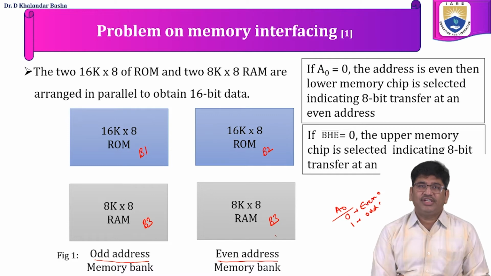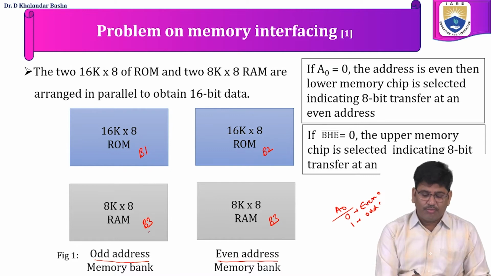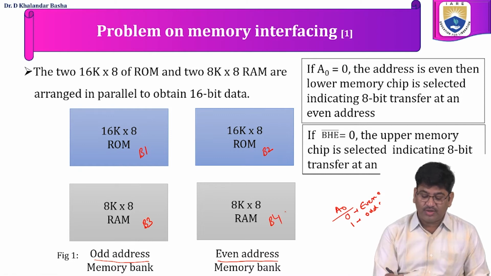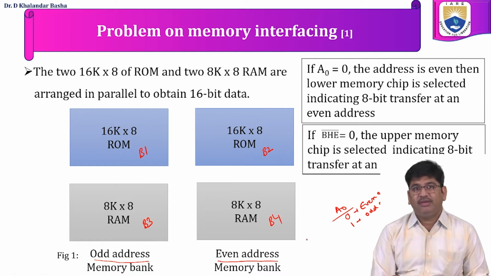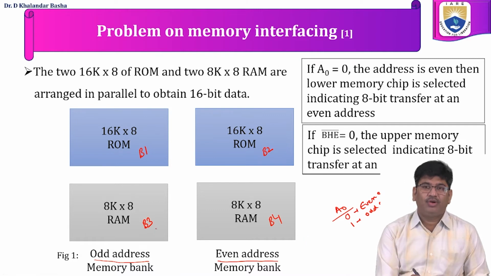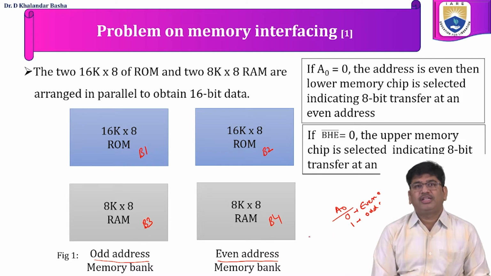If it is a 16-bit data transfer corresponding to RAM memory, then blocks B3 and B4 are enabled for data transfer. If it is 8-bit from an odd address, then we enable the B3 memory chip. If it is 8-bit data transfer from the even address, then we select the memory block B4.